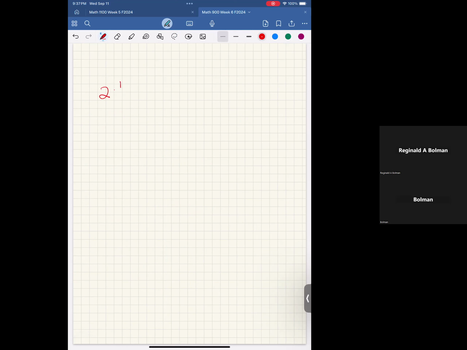Suppose you've got 2 1/7 plus 3 4/7. What would this equal to? Well, here again, you could write 2 1/7 as 2 plus 1/7. And we could write 3 4/7 as 3 plus 4/7. And of course, we can then remove the parentheses.